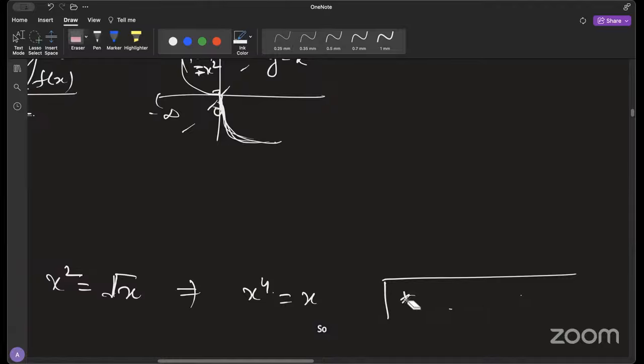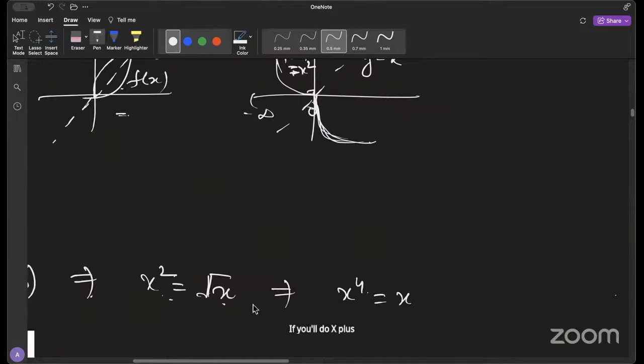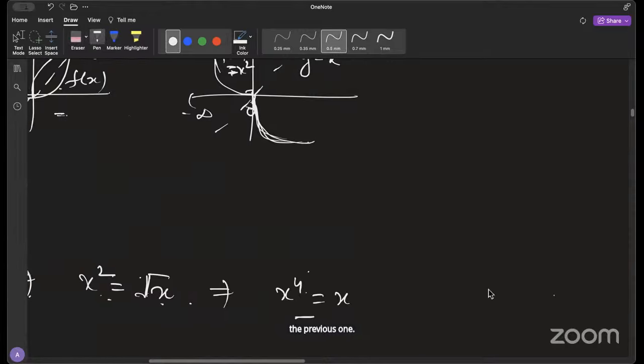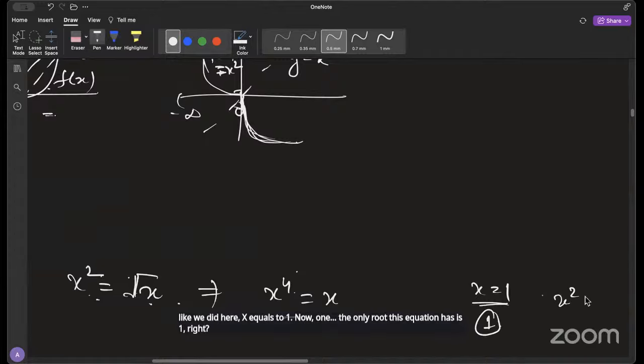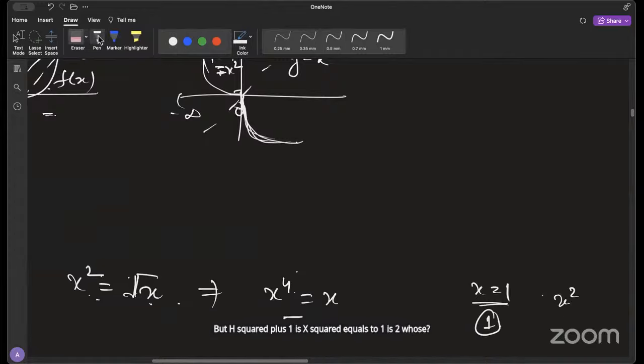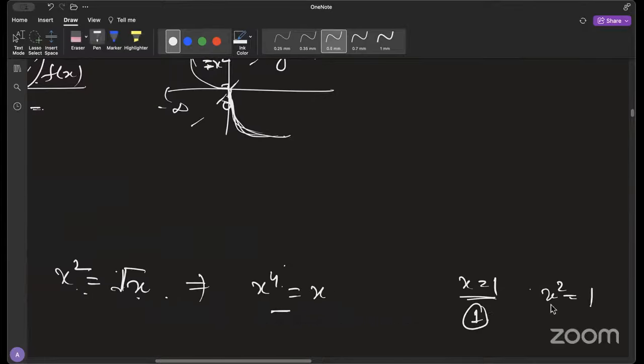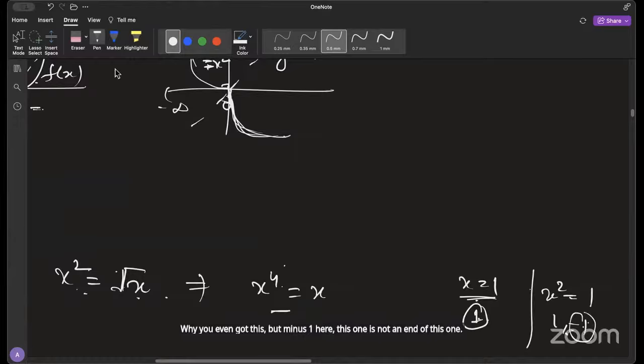So if you manipulate things, like you've done here, if you have x squared equals x and then you square both sides, then every root of this equation is also a root of this equation. But every root of this equation is not going to be a root of the previous one. Like we did here, x equals 1. The only root this equation has is 1, right? But x squared equals 1 has 2 roots. I've squared both sides and now it has roots 1 and minus 1. 1 is a root of this, but minus 1 is not a root of this one.